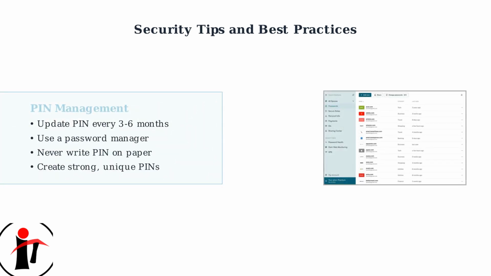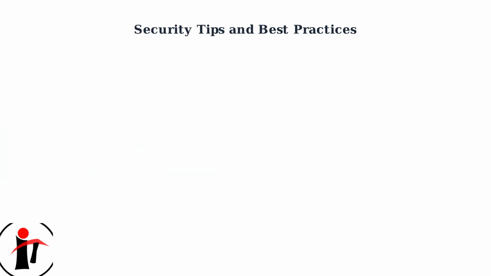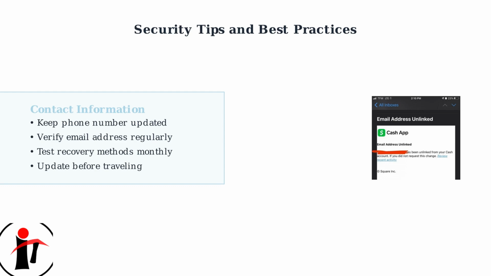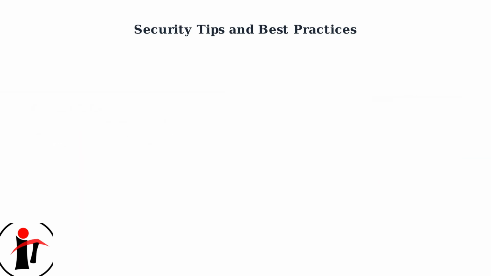Regularly update your PIN every 3 to 6 months and store it securely using a password manager. This prevents unauthorized access and ensures you always have secure backup of your credentials. Always keep your registered phone number and email address current. These are your primary recovery methods, and outdated contact information can lock you out of your account permanently.